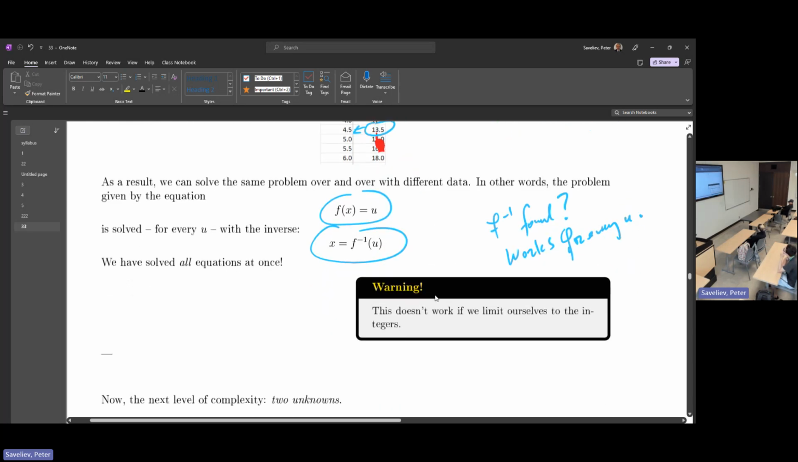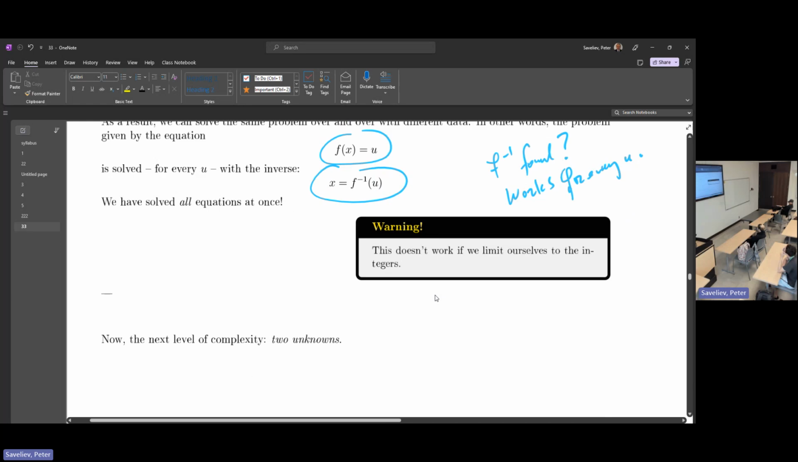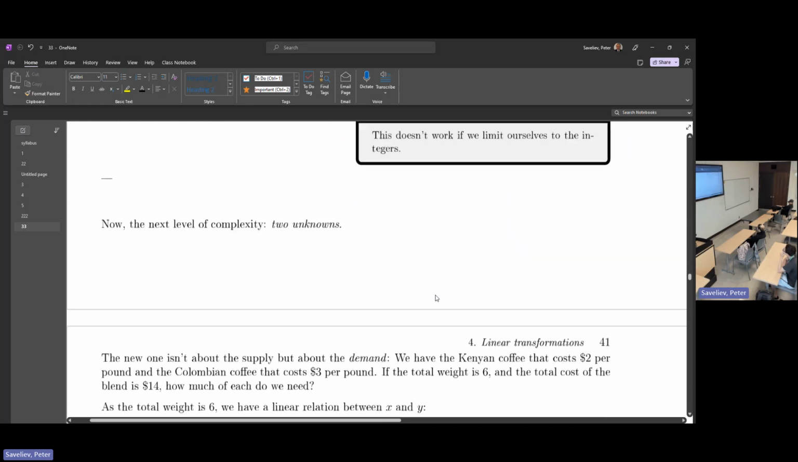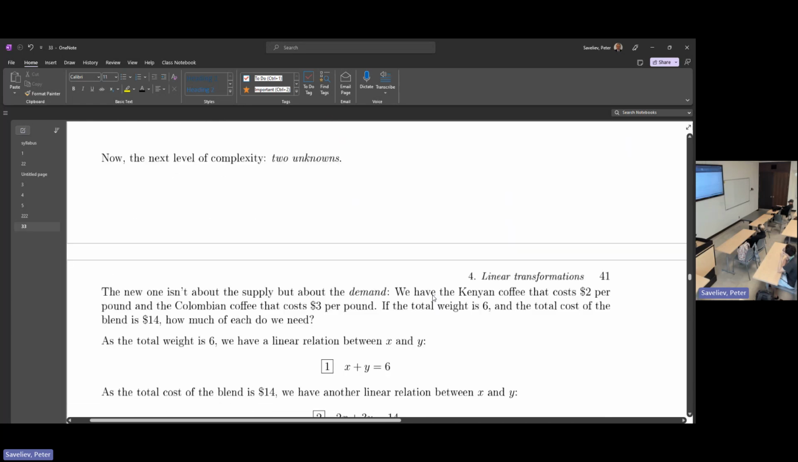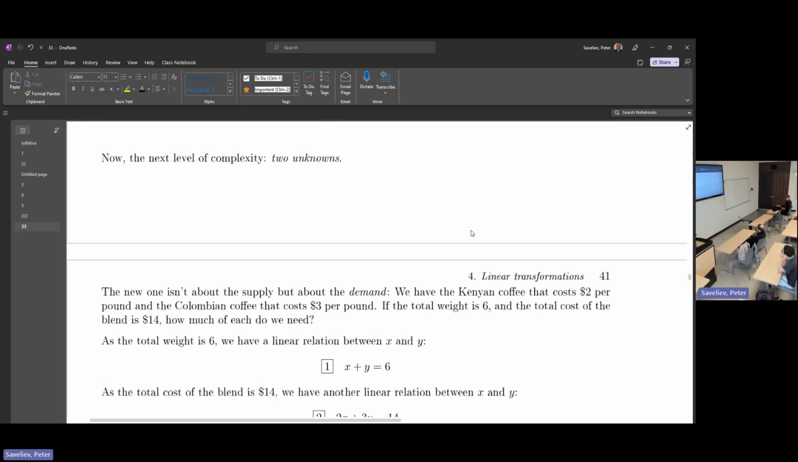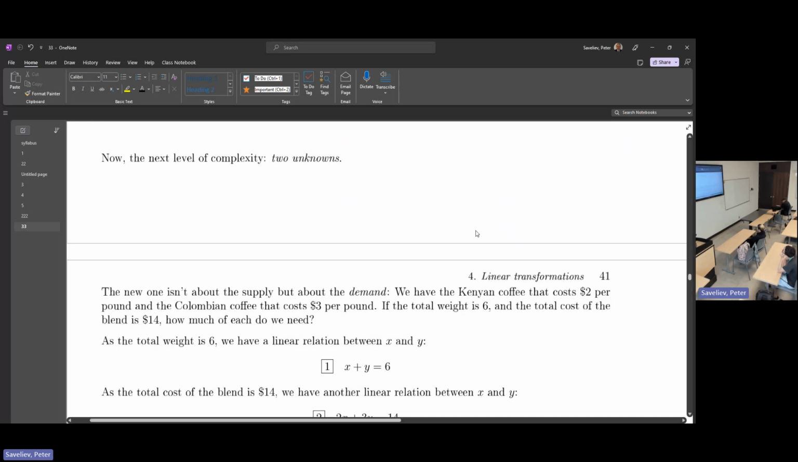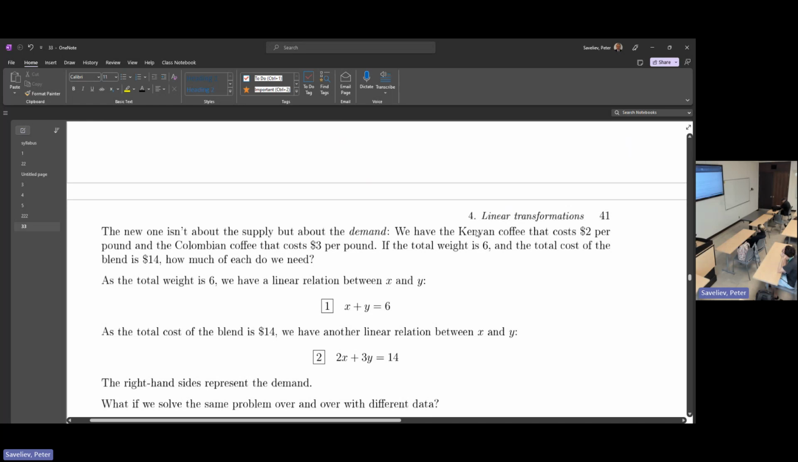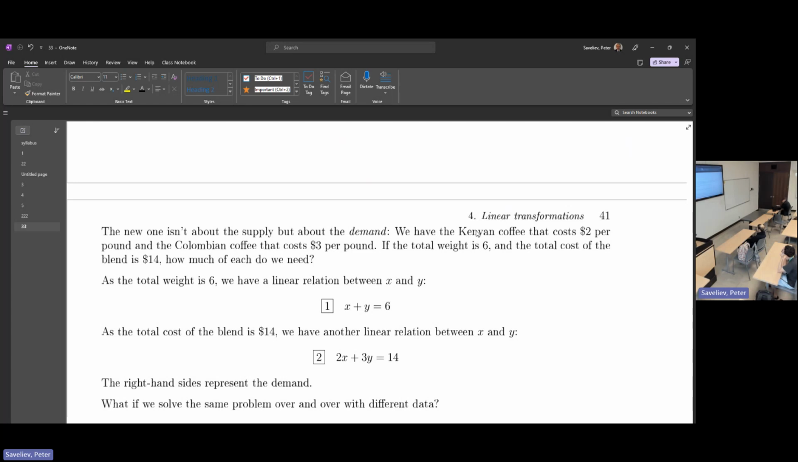Okay, so let's go to two dimensions, and so two unknowns. Once again, the problem is familiar. It's exactly the first day of classes. That's the same exact problem. So we have Kenyan coffee at $2 per pound, and Colombian at $3 per pound. We're supposed to have 6 pounds: x plus y is equal to 6. The total cost should be $14. So it's 2x plus 3y equal to 14. These are the two equations.